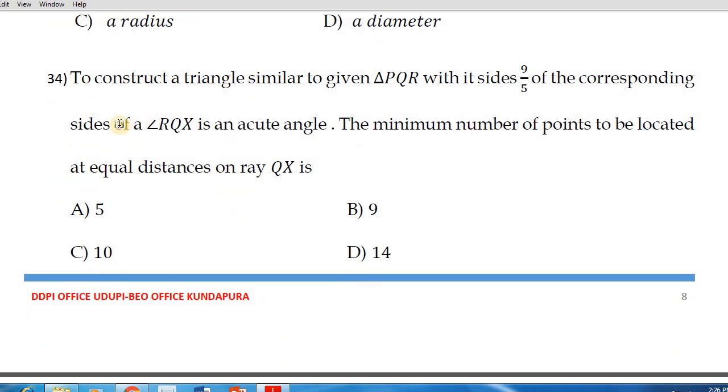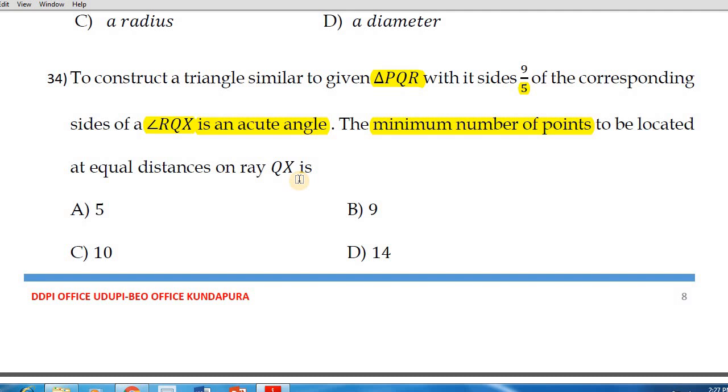Next, 34. So this is from the construction chapter. To construct a triangle similar to triangle PQR with sides 9 by 5. So 9 by 5 means you will be getting a triangle greater than the constructed triangle of the corresponding sides. Angle RQX is an acute angle. The minimum number of points to be located at equal distance on a ray QX is. Children, first what you want to do here is construct a triangle PQR and later on you will construct an acute angle. So that is RQX.